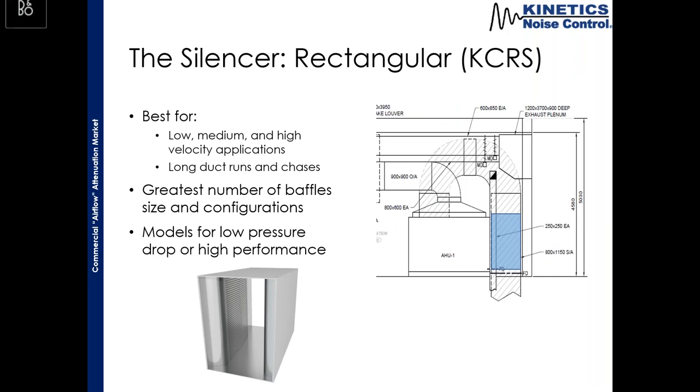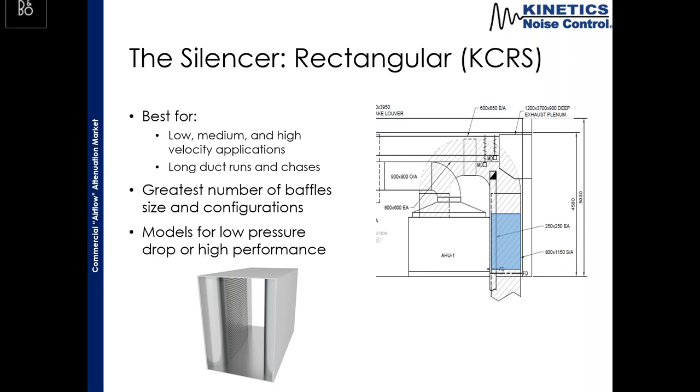Now, like I said, we do have 3 different standard types of silencers. The first one being rectangular. This one is by far the most versatile. When it comes to the baffles inside a rectangular silencer, we have the greatest versatility with the size of the baffles we can use as well as the configurations of them. The configuration becomes important because then we can start tuning our silencers to be good for low frequency noise, mid frequency noise, or high frequency sounds.